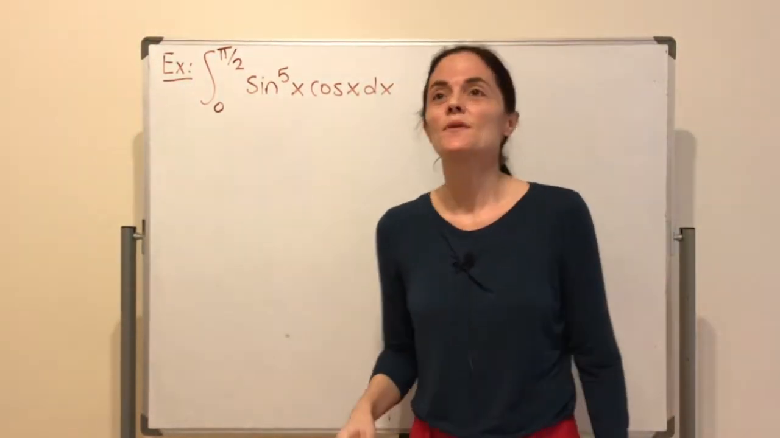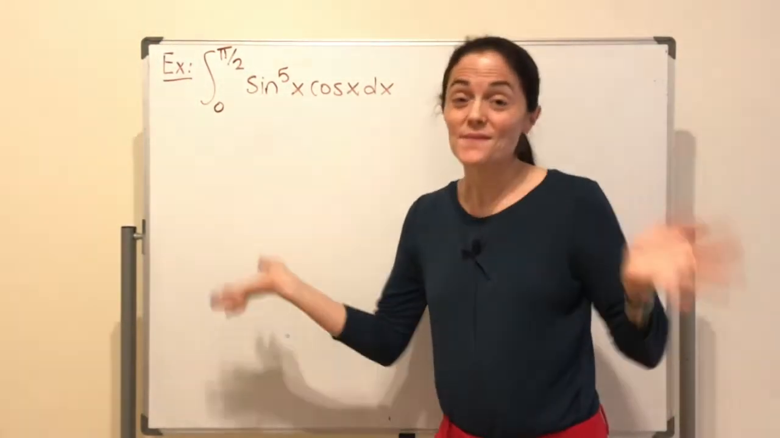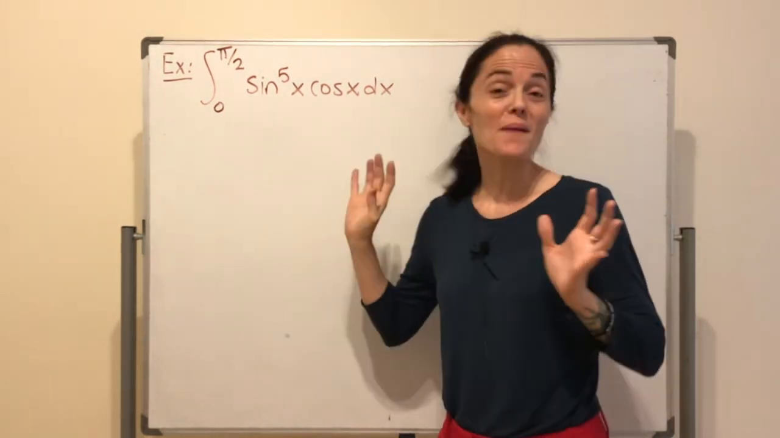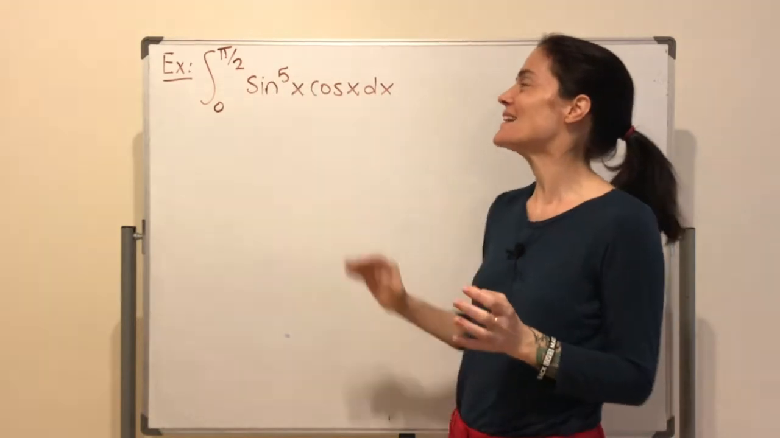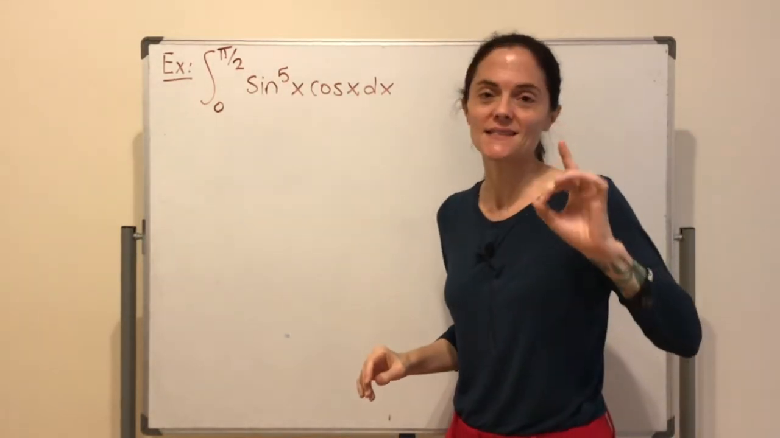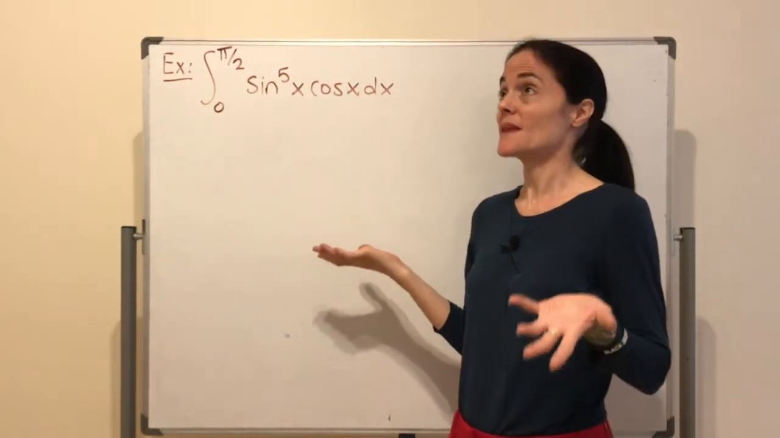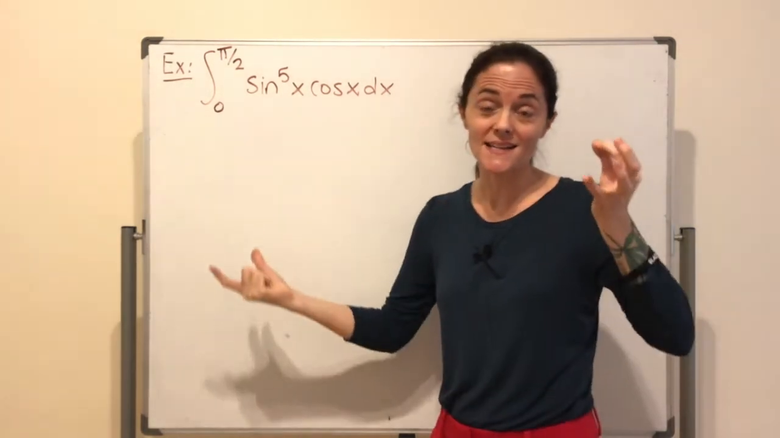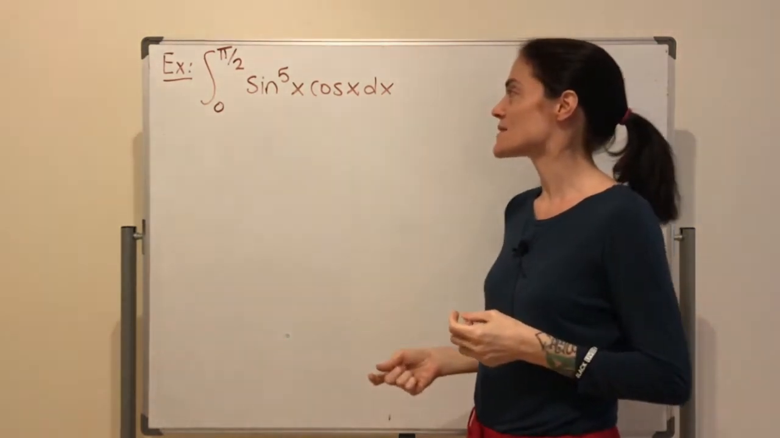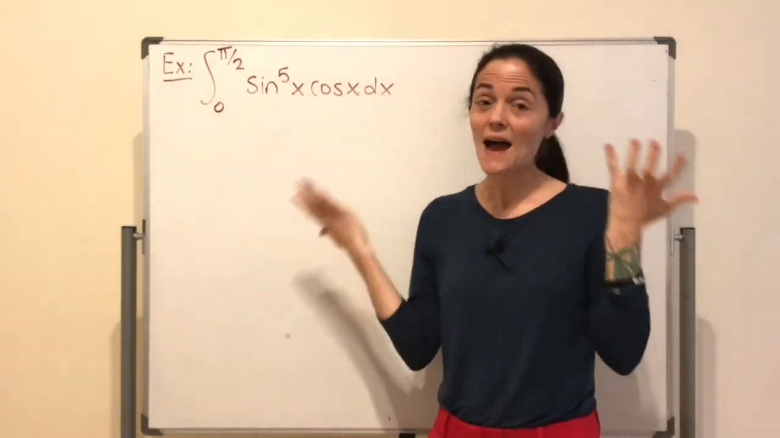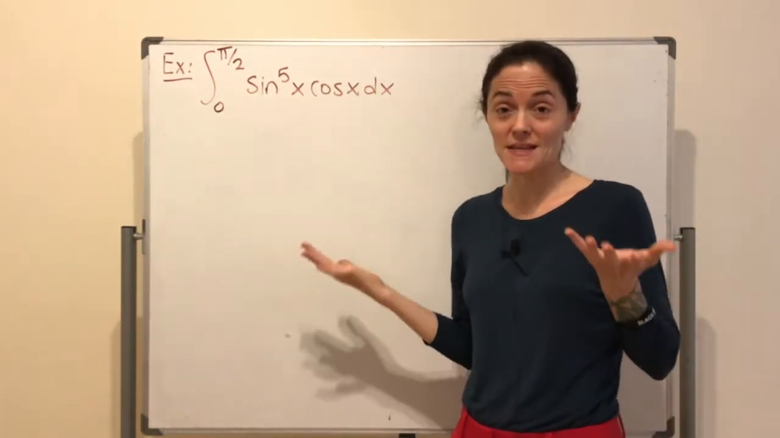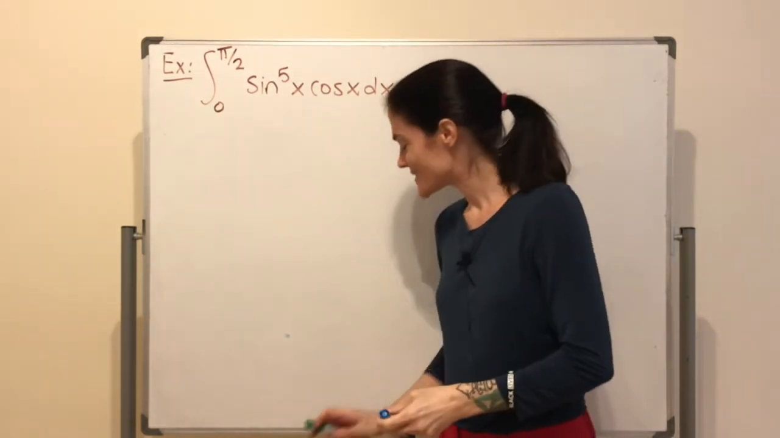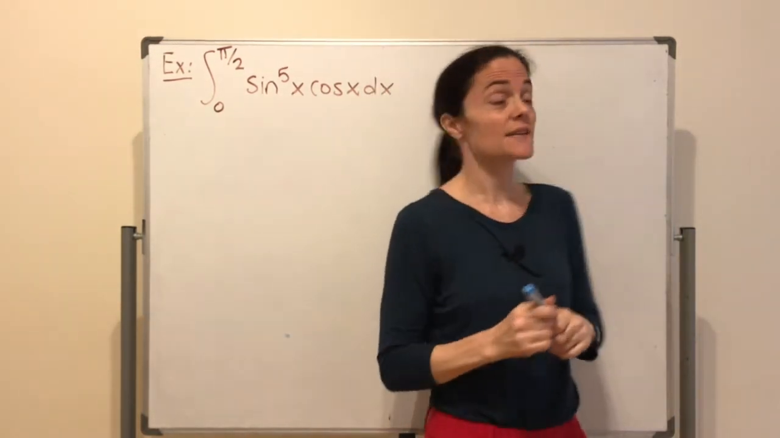Next example. It looks kind of similar to the last in that we see some trigonometry and we see 0 to pi over 2, but the function is different. Also, we're not asking for average value here. So here my integrand is sine to the 5th of x times cosine x dx. How would we compute this definite integral? Well, let's back up for a moment and ask a slightly different question.